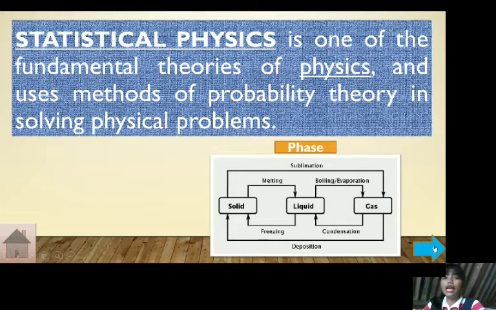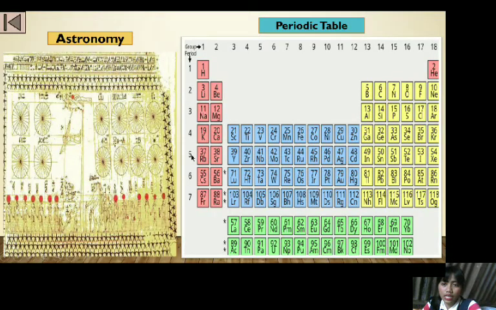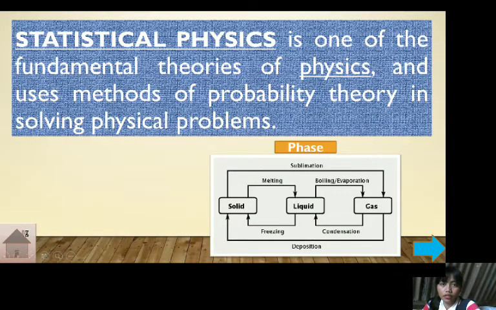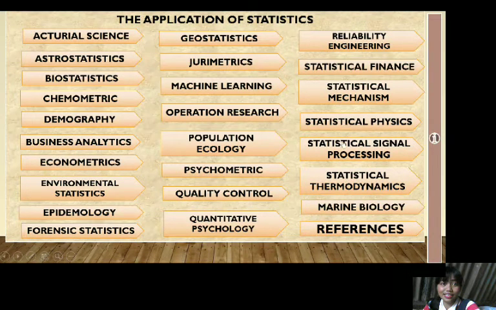So we have here the examples: the phase chart, the astronomy, and the periodic table. So that is the statistics in statistical physics.